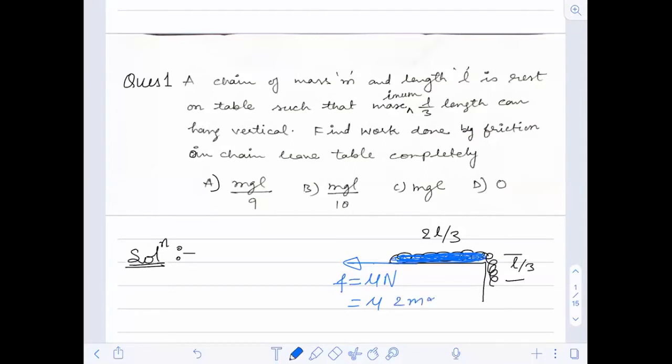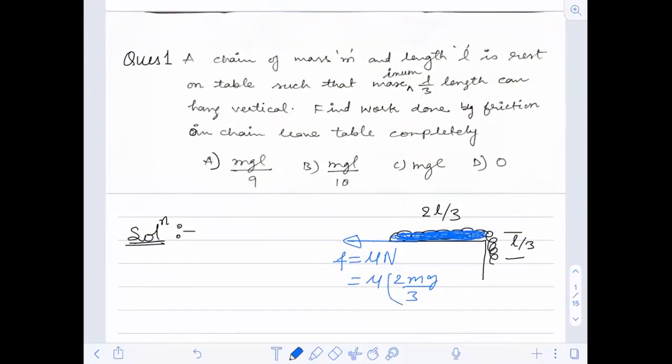The N value will be 2 mg by 3. Why is this 2 by 3 coming? Because the length is in that ratio. So if I'm writing 2 mg by 3 for this mass, what I'm considering here is that the mass is uniformly distributed. So we have to assume that mass is distributed uniformly. Then only I can write it like this.